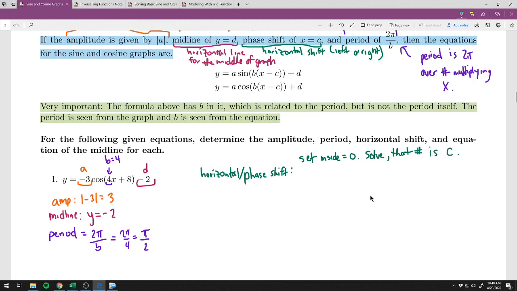And that'll tell you how far you are shifting and whether you're doing it left or right. So let's go ahead and look at that. Our inside here is 4x plus 8 equals 0, or we're going to set it equal to 0, rather. Solve this for x. We have to subtract 8 from each side, and we get 4x equals negative 8. Then divide by 4, and we get x equals negative 2.